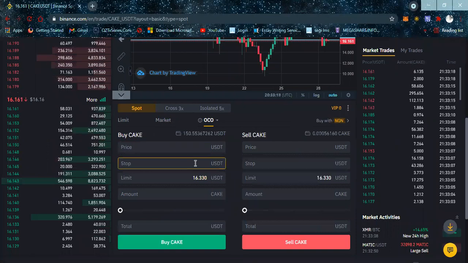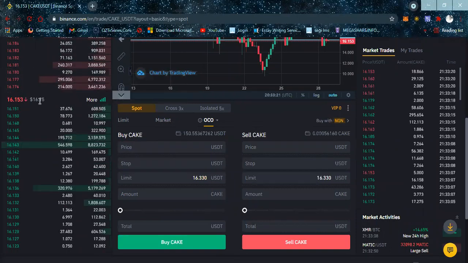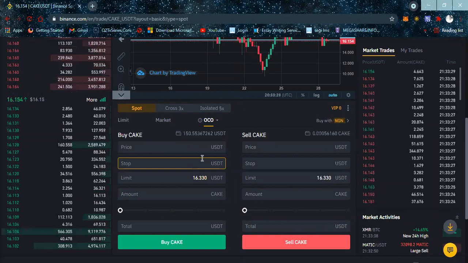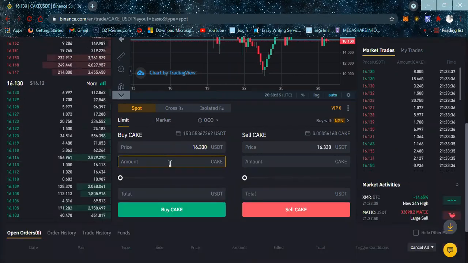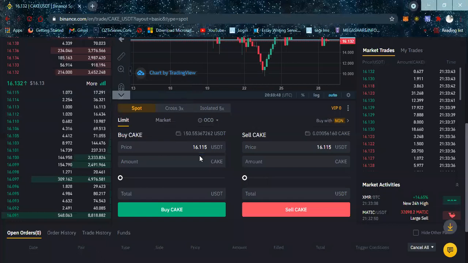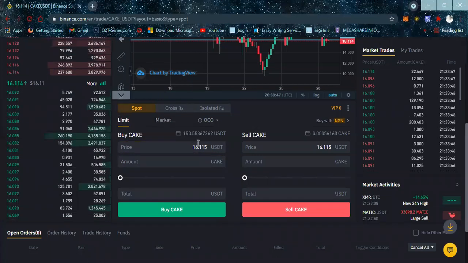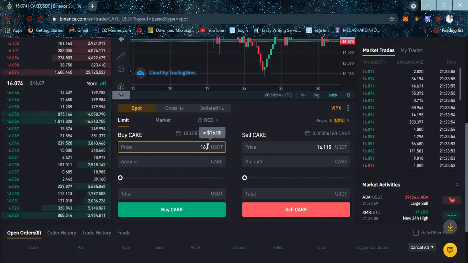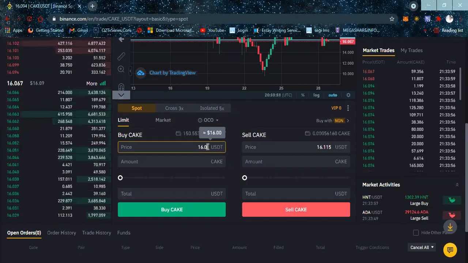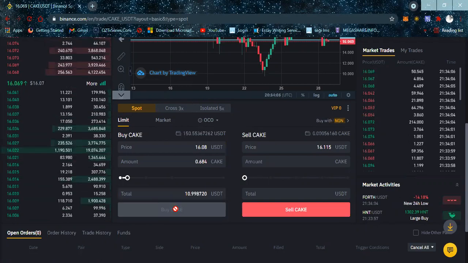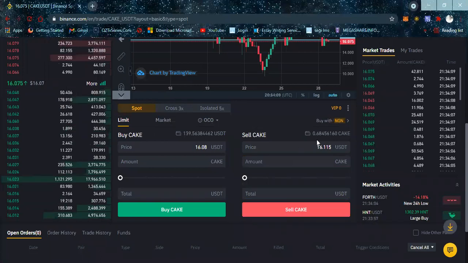So okay, let's get into a trade. Let's see a trade on cake. Cake is still up and down. Let me say we've gotten cake already. Let me buy cake. Let me buy it at, okay, still dropping. Let's buy it at 16.08. Let's buy $11 worth, just for our class. So order created, order filled. That's good. We've gotten cake, right?